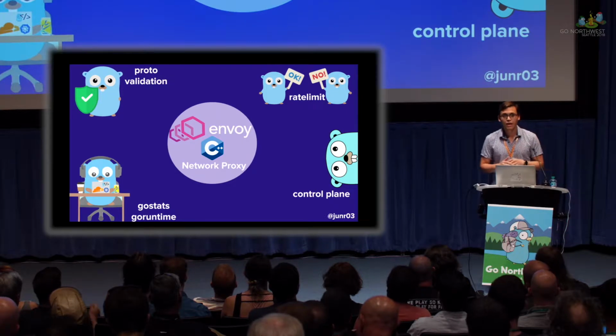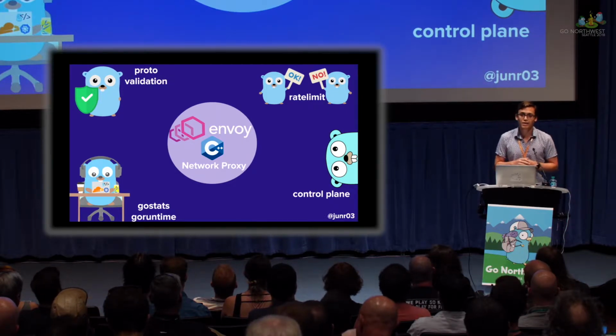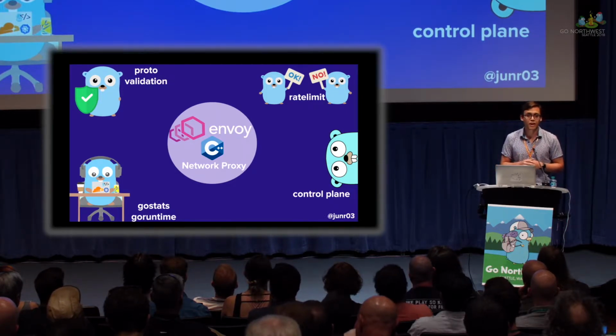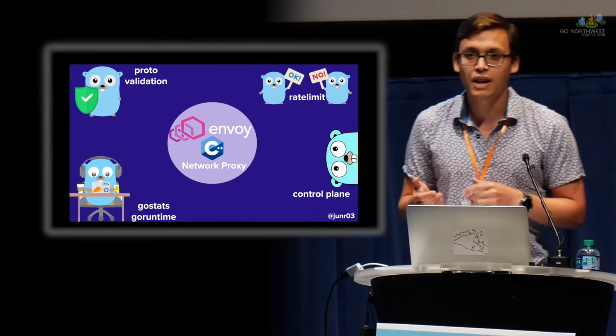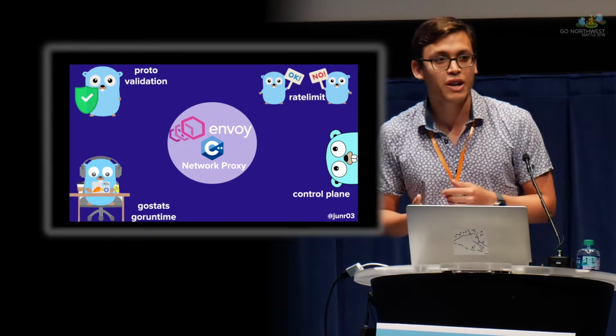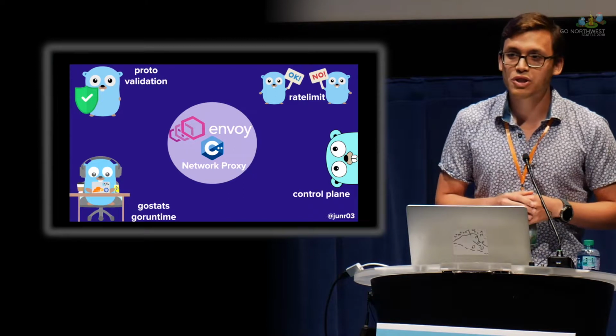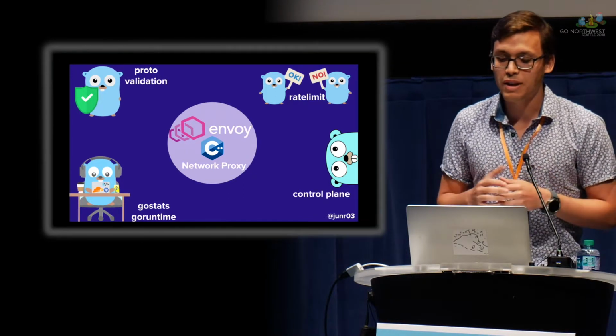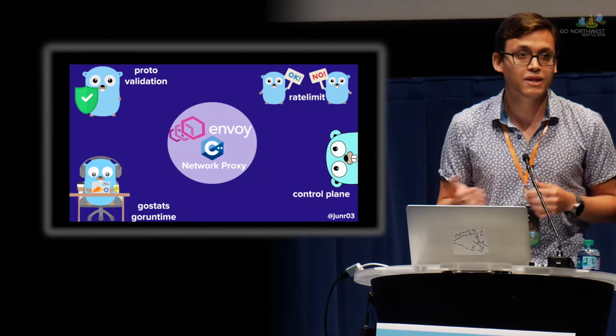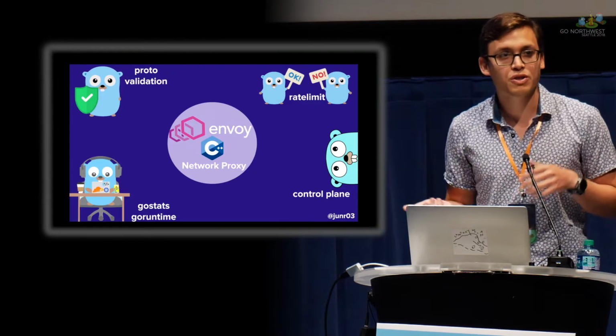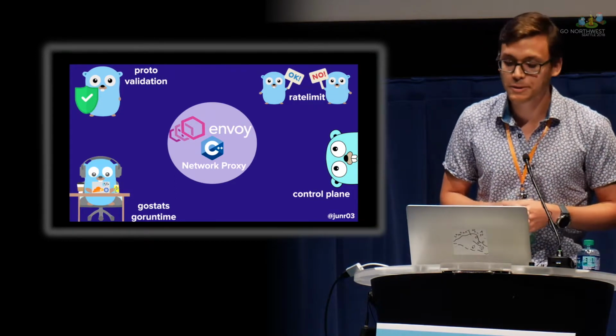So as I said before, out of the networking team, we created a C++ network proxy called Envoy, and its main goal is to make the network transparent and observable, which are really crucial elements in today's internet scale companies, which rely on highly distributed systems.